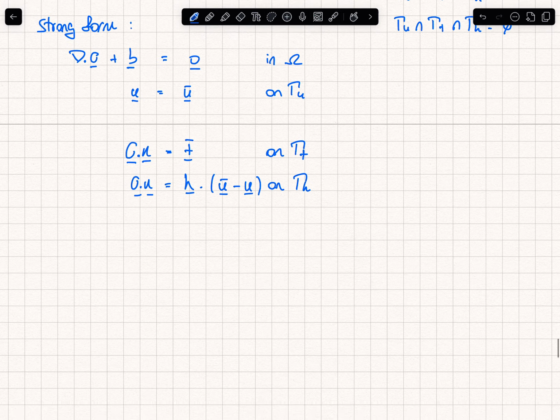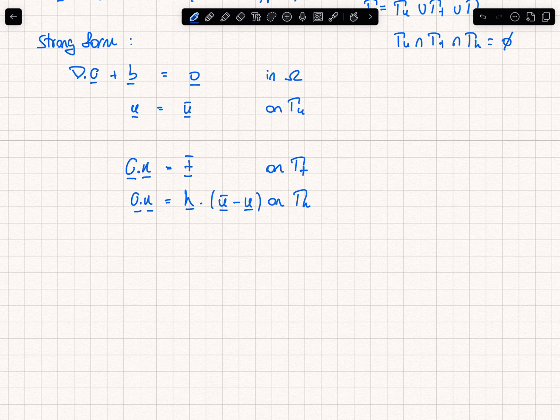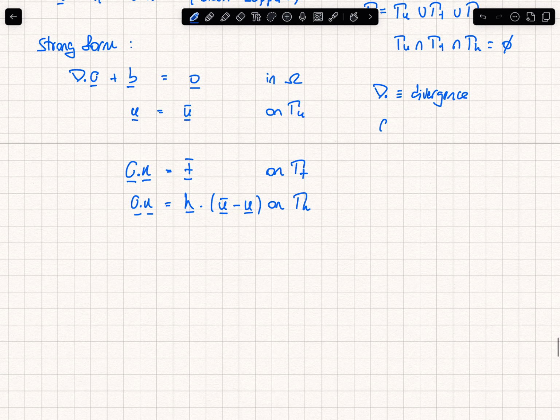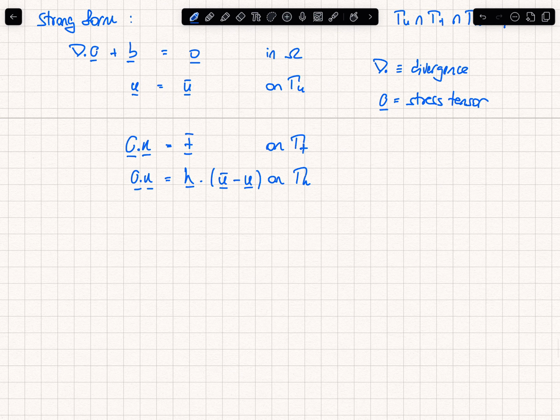Now remember, this is what we called the divergence operator. Sigma is the Cauchy stress tensor. You should all be by now familiar with this. We're going to be in linearized kinematics, and that basically means that we're going to neglect high order terms in the strain, and our linearized strain tensor can be written as the symmetric gradient of u, which is 1/2 of grad u plus grad u transpose.